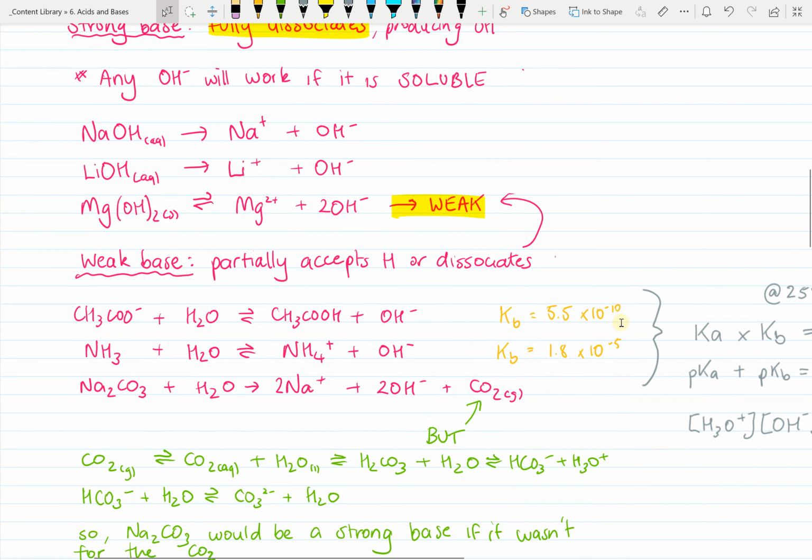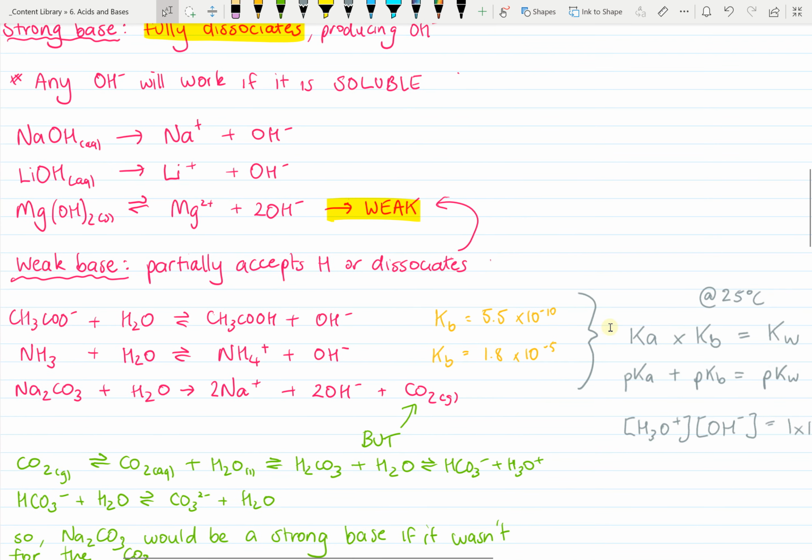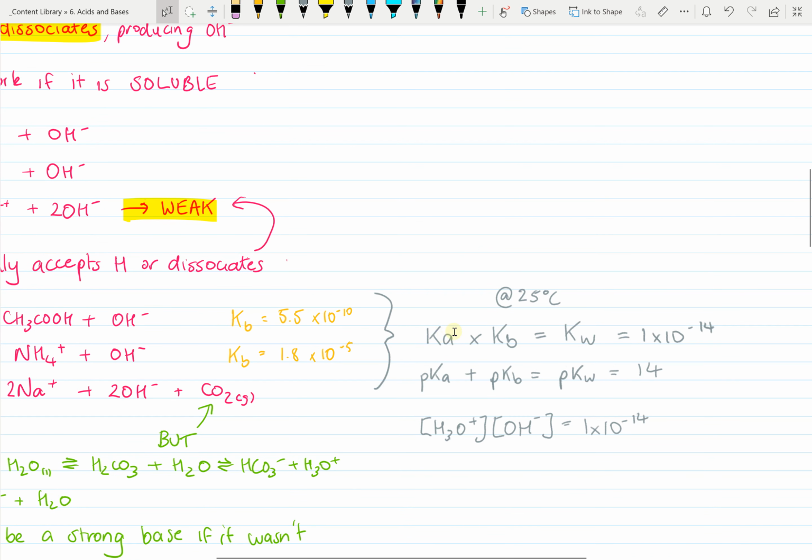And here's a bit of insight of where we're going. If you times those two numbers by each other, that is to say you do Ka times Kb, it turns out they equal a constant, which is on your data sheet, Kw, and it equals 1 times 10 to the negative 14.